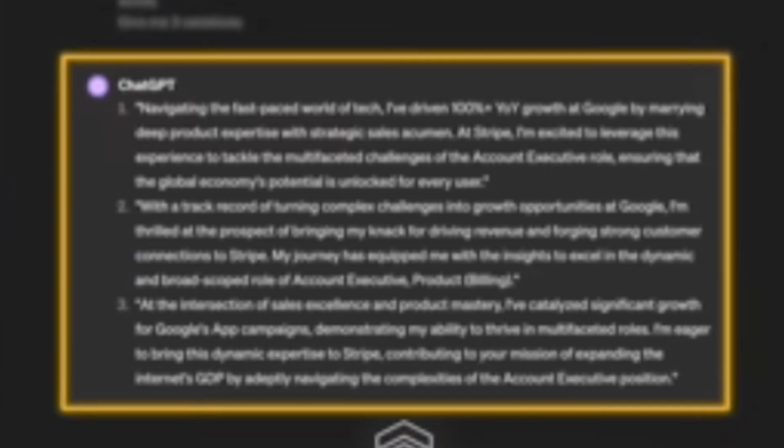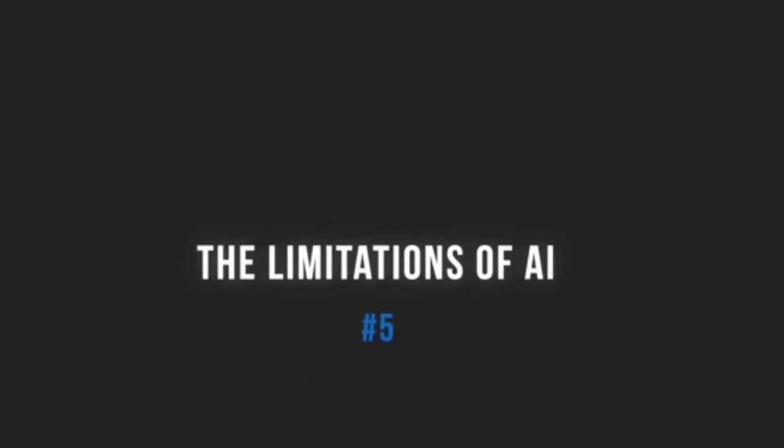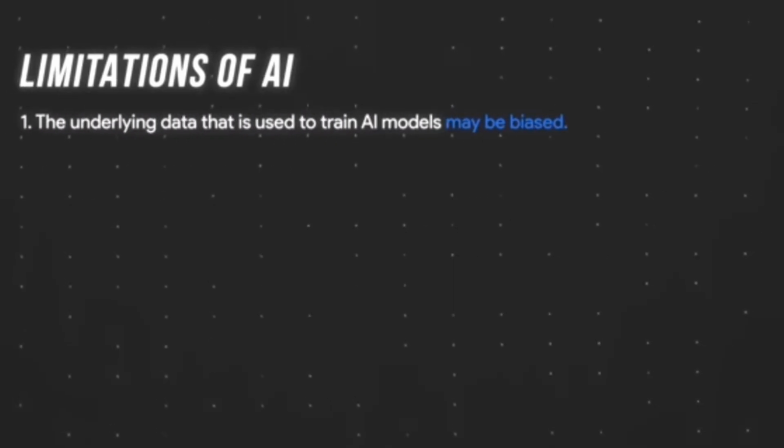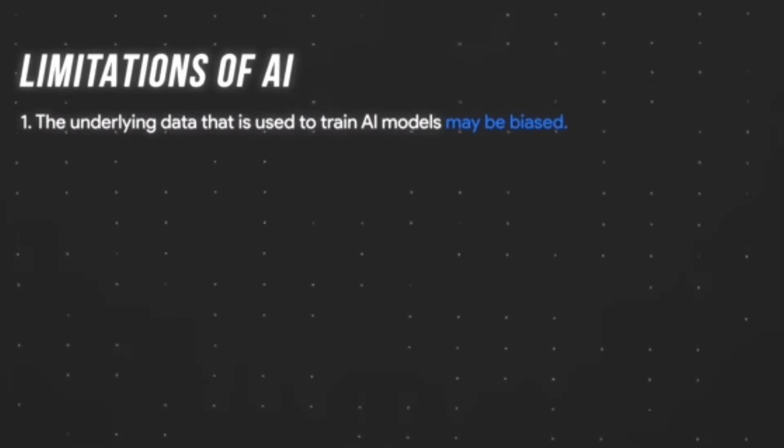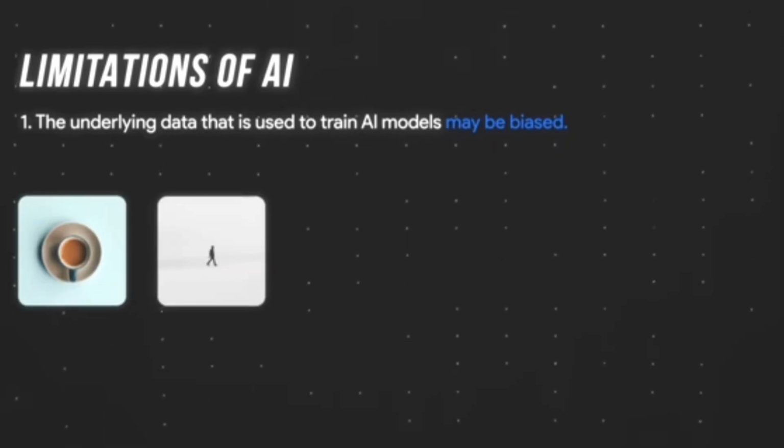First, the underlying data that is used to train AI models may be biased. If a text-to-image model is only trained on minimalistic graphics, it might not be able to produce flashy and bold designs. Second, there simply wasn't enough information in the source training data on a given topic. Many AI models have a cutoff date, so if you ask for something that happened recently, it won't have enough data on that topic to give you an accurate answer.